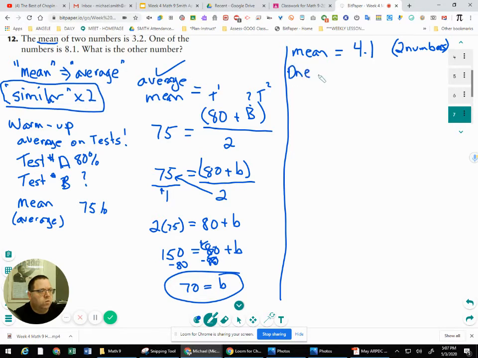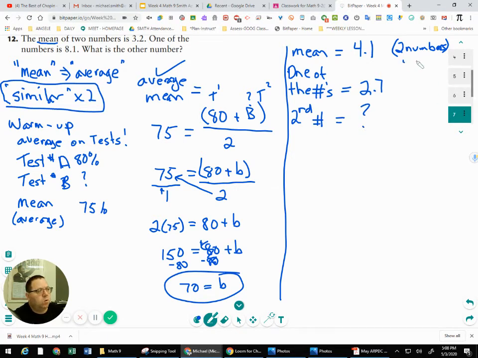So one of the numbers is equal to 2.7. Okay, one of the numbers is 2.7. The second number, I don't know. But you do have 3 workable things. Yes, the fact that we're talking about 2 numbers is important.